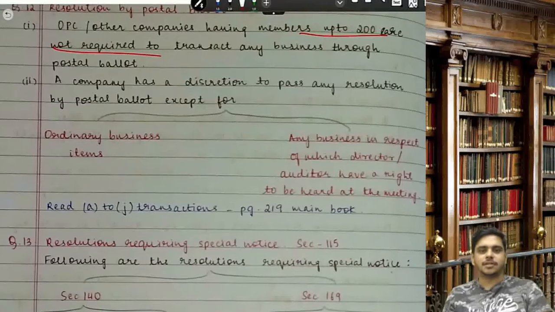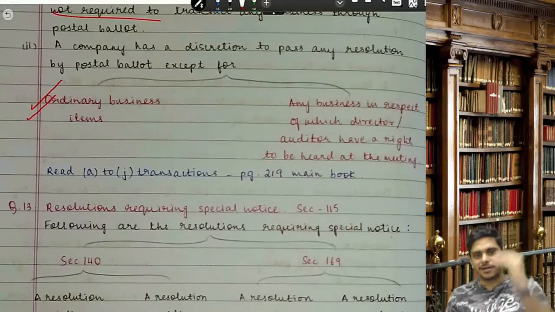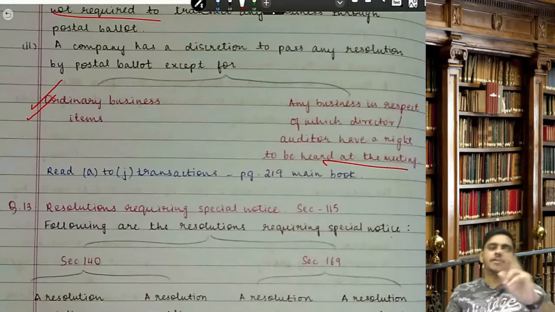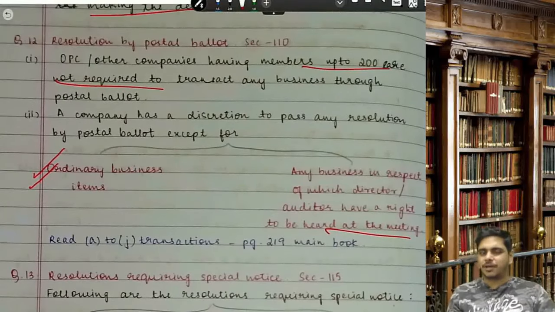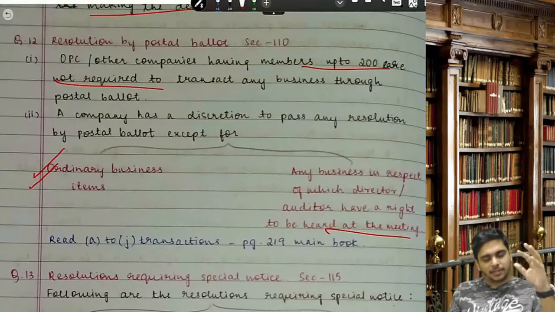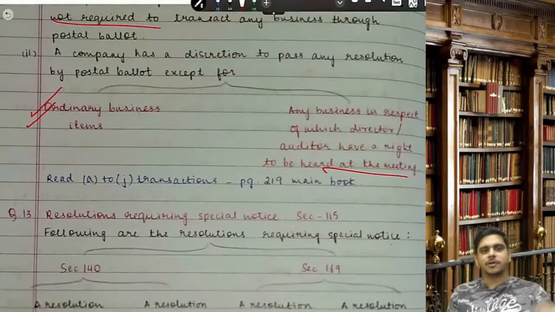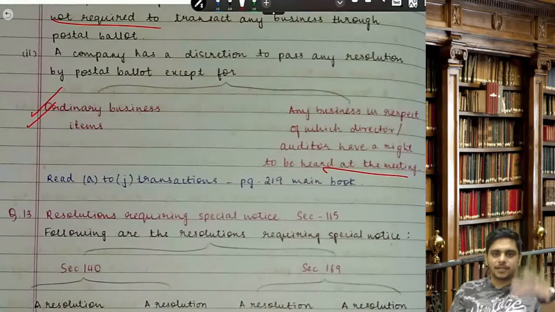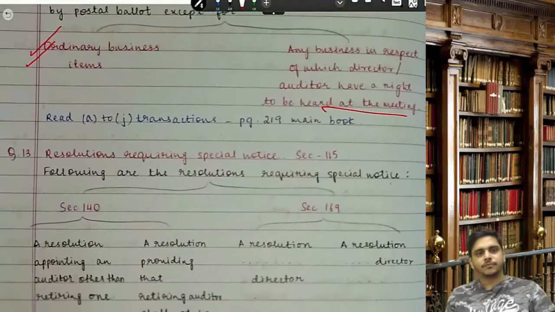A company has discretion to pass any resolution by postal ballot except for ordinary business items, or any business in respect of which director or auditor have a right to be heard. So these two cannot be done through ballot. That means it can be done physically. OPC and a private company up to 200, or other company, meaning public also up to 200, can pass a resolution only through physical presence, not through postal ballot. For other companies where ballot is allowed, ordinary business items and business where the director or auditor have a right to be heard cannot be decided by ballot.